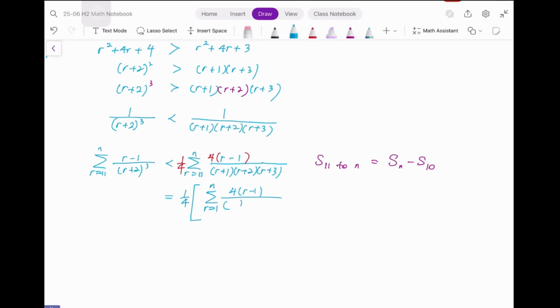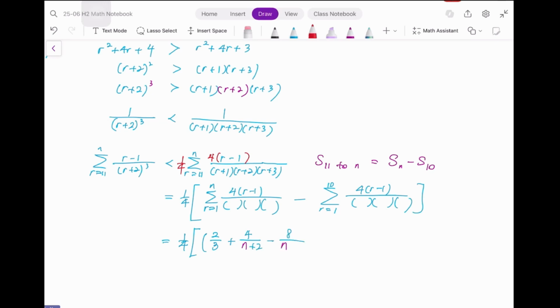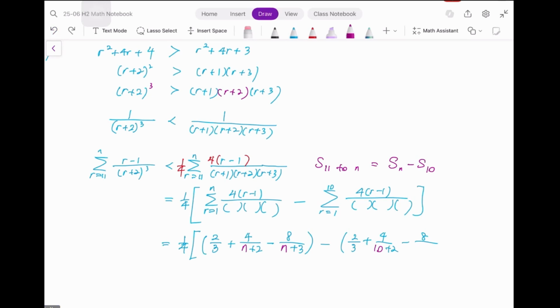I'll explain more later. Minus this one from 1 to 10 of the 4r minus 1 thing. Now let's apply this. So 1 over 4, then we have 2 over 3 plus 4 over, substituting N plus 2, minus 8 over, substituting N plus 3. Minus 2 over 3 plus 4 over, substituting 10 plus 2, minus 8 over, substituting 10 plus 3.